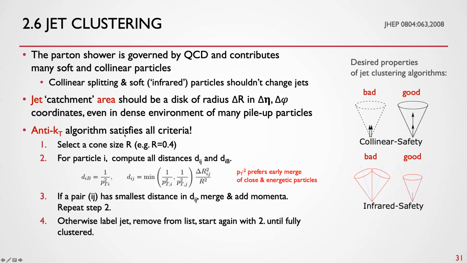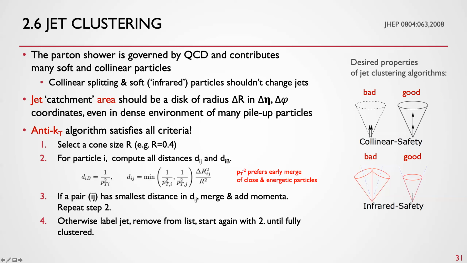The anti-kT algorithm, we will not go into the details, of course. It's simple. So of course one has to select a cone size, let's say 0.4, and then one computes distance measures between all pairs of particles, and the distance is small if the momentum is large. So large momenta are preferred, and they are multiplied by the angular distance. If such a pair has the smallest distance among all pairs, then the momenta of these particles are merged, and one repeats the process. This process is continued until all particles are clustered.